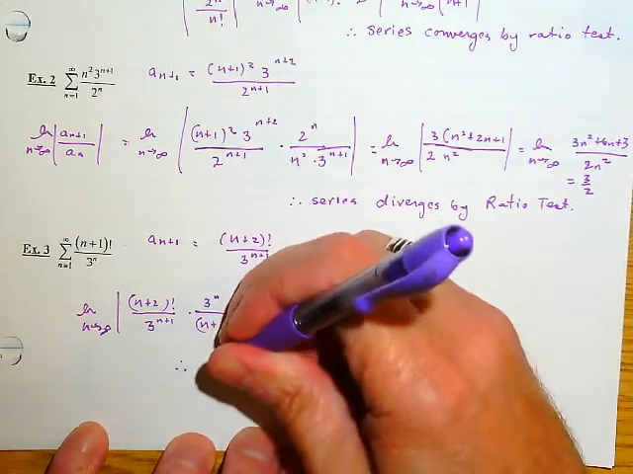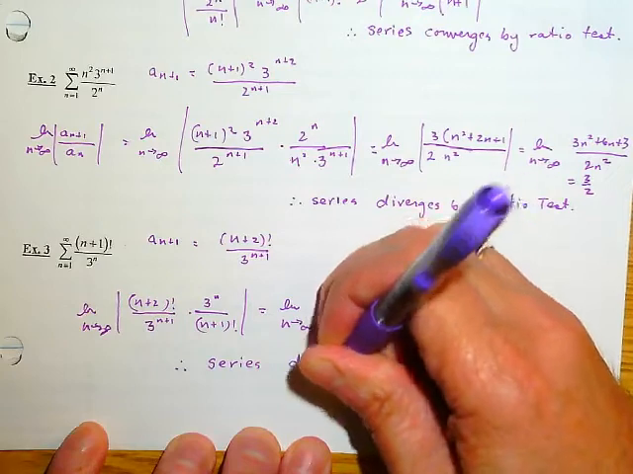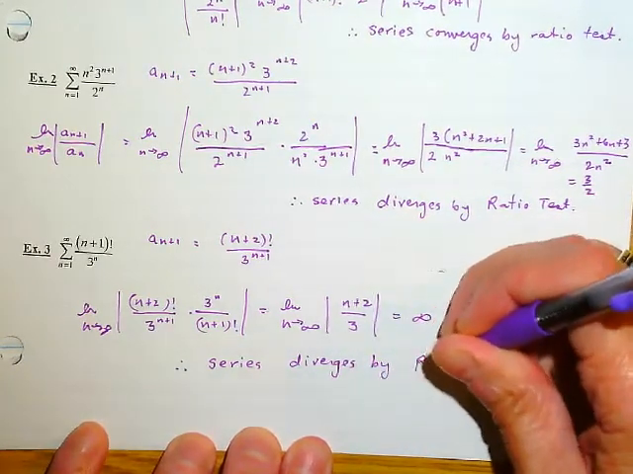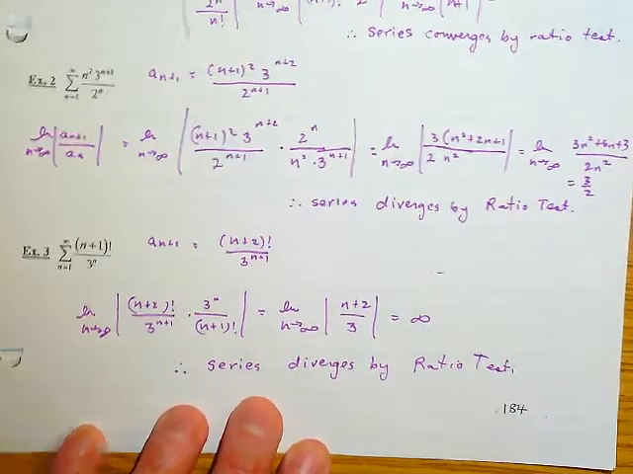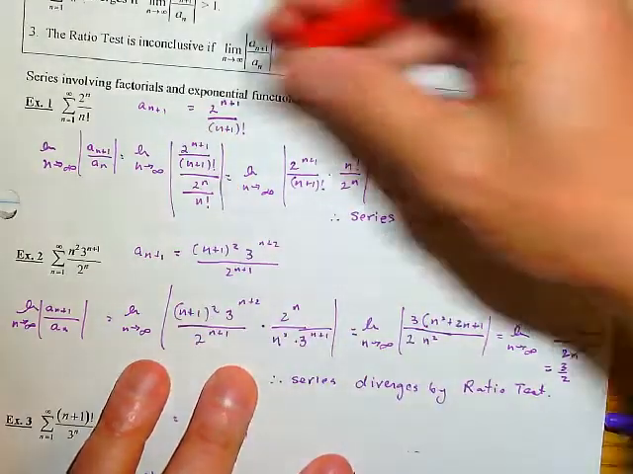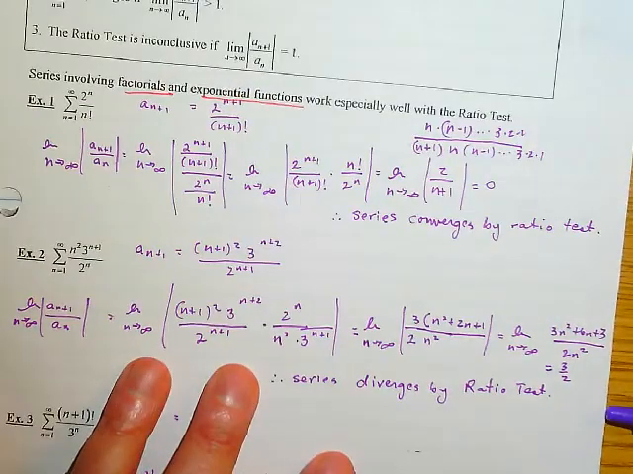Therefore, the series diverges by the ratio test. Okay, and again, an easy way to check that. If I were highlighting my notes here, I would highlight that it works especially well when we have terms with factorials and exponential functions, and there you have it.